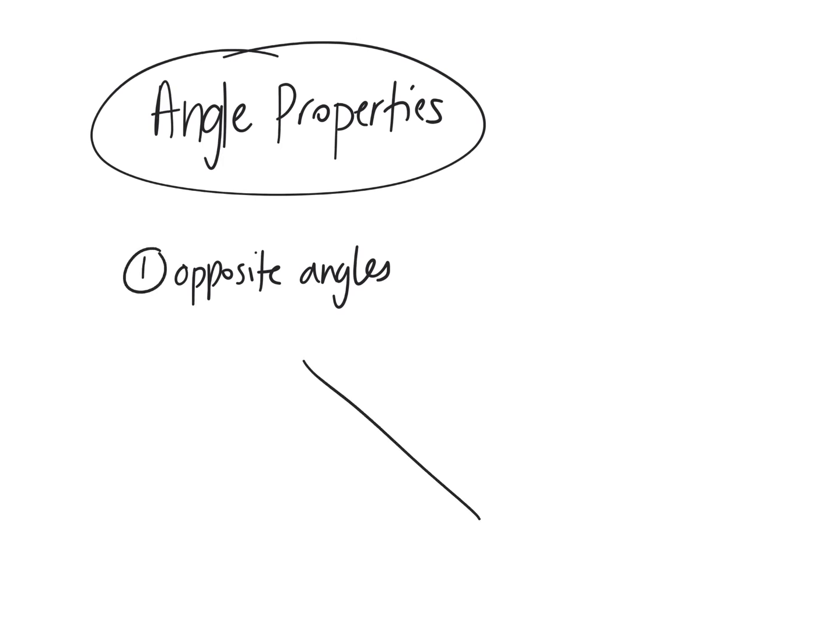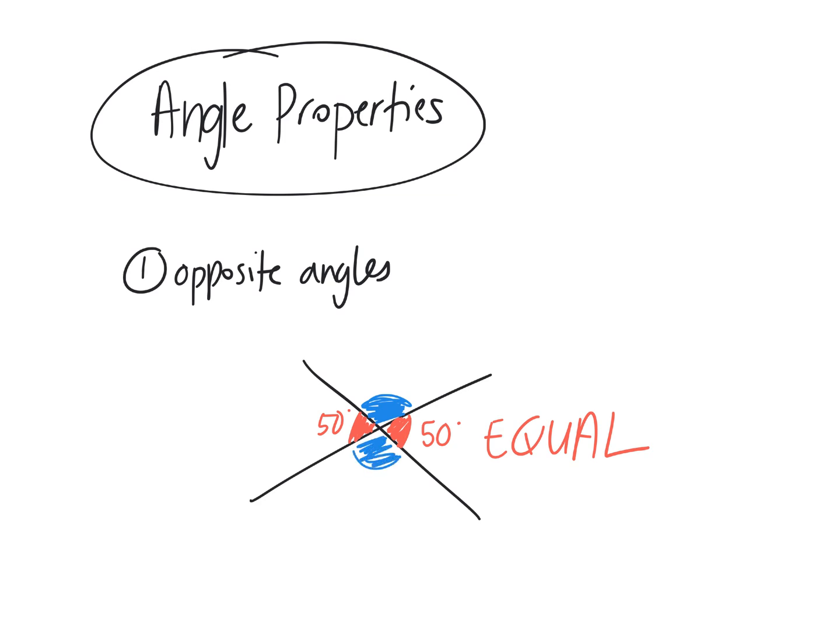What do you remember about angles that are opposite to each other? This angle is opposite to this angle. What can you tell me about that? They're equal to each other? They will always be equal. So if this angle is 50 degrees, what does this angle have to be? 50 degrees. Whatever this angle is, the angle opposite to it will also be equal.